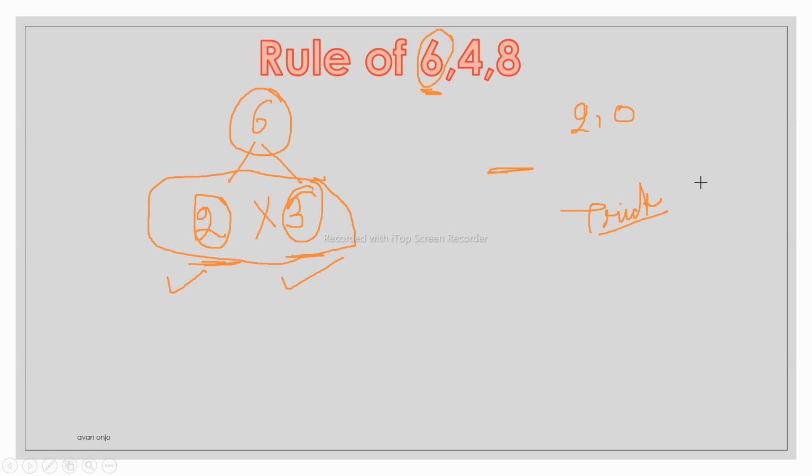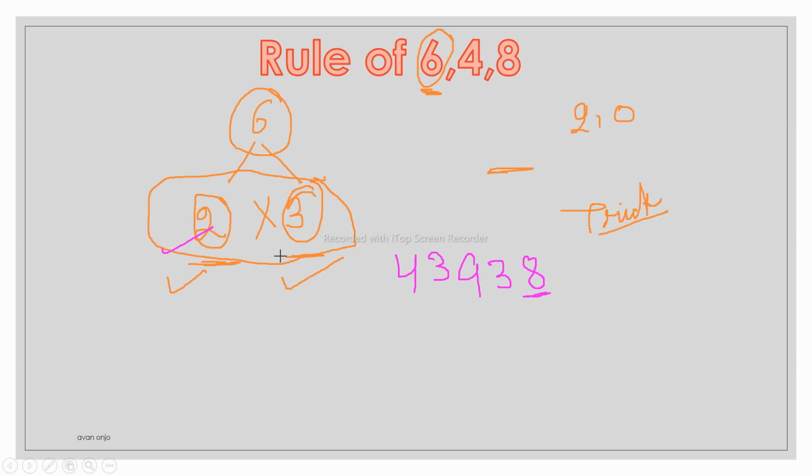Now let us do some questions relating to the rule of 6 so that we are able to apply the rule. I'm going to take a number, let's say 43938. You have to find out whether this number is divisible by 6 or not. First of all, you check the divisibility of 2. For that I look at the unit digit. It is 8, and we all know that 8 is completely divisible by 2. So that means this whole number would be divisible by 2. So one condition is satisfied.